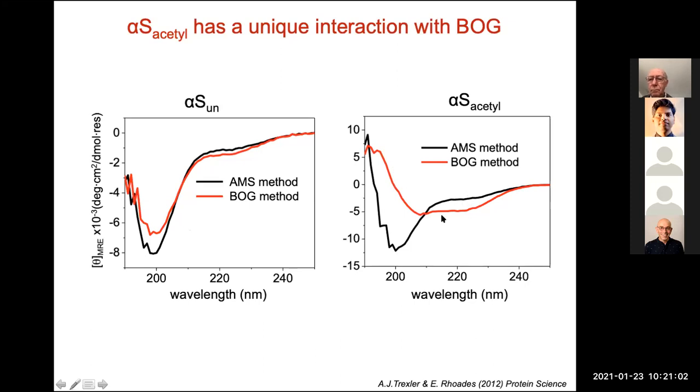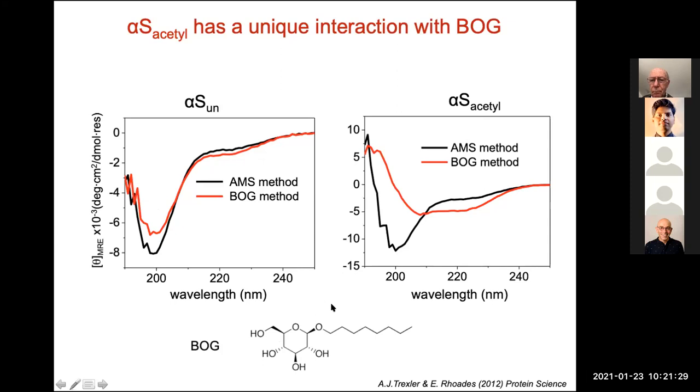And I will note, this was after extensive dialysis, so we'd done as much as we could to try and remove all the BOG, and clearly we were successful with the unmodified protein, but not as successful with the acetylated protein. So that suggested to us that the acetylation had somehow conferred a unique interaction for alpha-synuclein with BOG. And this is just what BOG looks like. It's a carbon chain with a glucose group on the end of it.